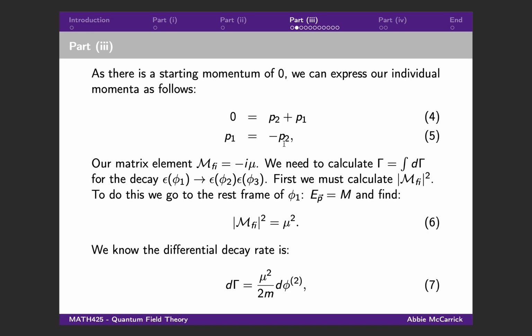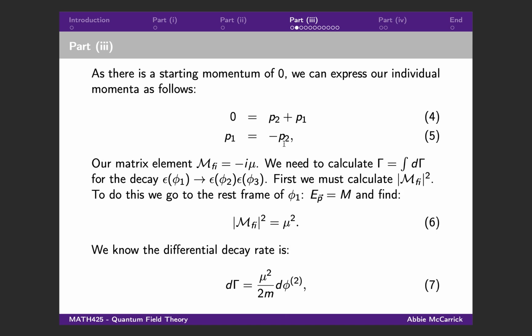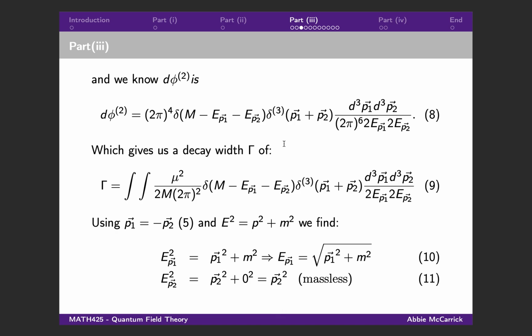We can then express this d phi 2 a little bit more explicitly as follows in equation 8 with some delta functions in there, and then putting this in, we can take the integral of equation 7, substitute in the d phi 2, which then gives a decay width gamma of double integral mu squared over 2m 2 pi squared delta function m minus Ep1 minus Ep2 delta 3 p1 plus p2 d3 p1 d3 p2 over 2Ep1 2Ep2. So this will be the variable that we are actually looking for. So in our final answer, it will be gamma equals. So we want to calculate these integrals in particular.